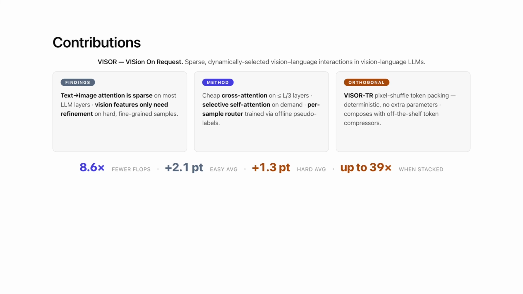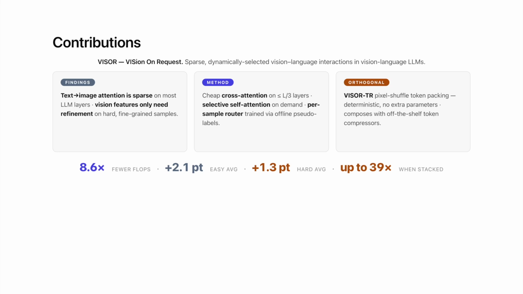To wrap up, let me summarize what we contributed. First, the findings. We show that the text-to-image attention inside a VLM is sparse across most layers, and that vision features only really need refinement on hard, fine-grained tasks. Second, the method. Building on these findings, VISOR adds cheap cross-attention on a small subset of layers, selective self-attention activated only when needed, and a per-sample router that decides which configuration to use.